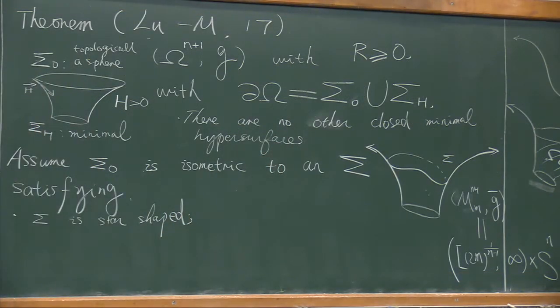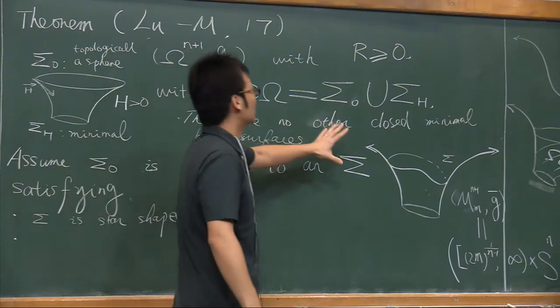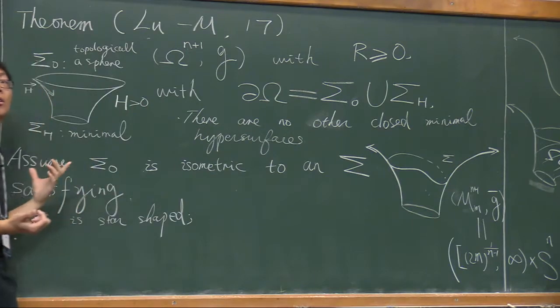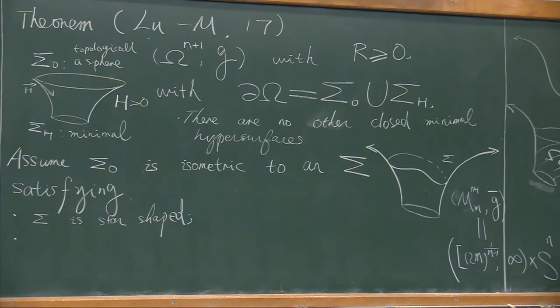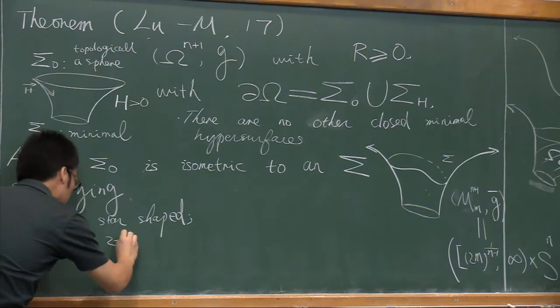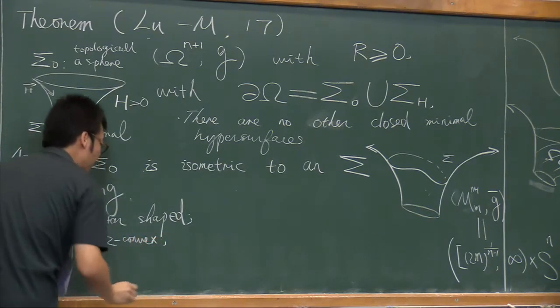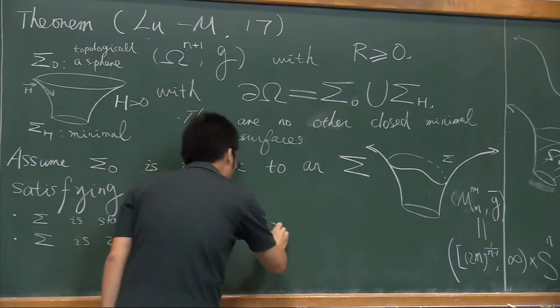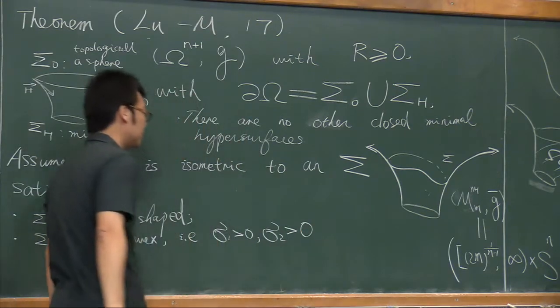And second of all, we are going to assume that this sigma is 2-convex. So far, this problem is posed in an arbitrary dimensional setting. So the convexity we use on the target hypersurface is 2-convex. Now, what does 2-convex mean? I.e., sigma 1 is positive, sigma 2 is positive. Now, what's sigma 1, sigma 2?